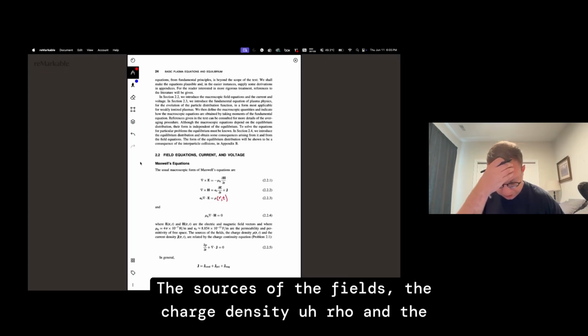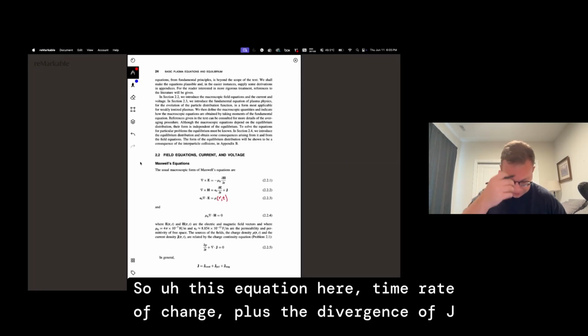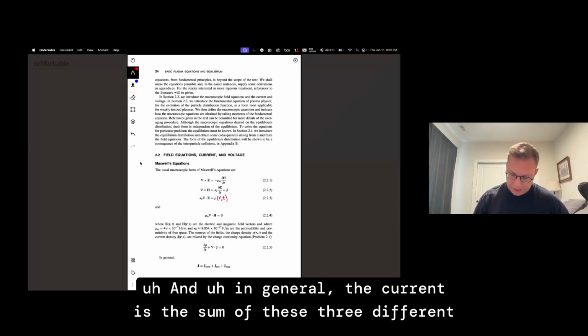The sources of the fields, the charge density rho and the current density J, are related by the charge continuity equation. So this equation here: the time rate of change of rho plus the divergence of J is equal to 0.